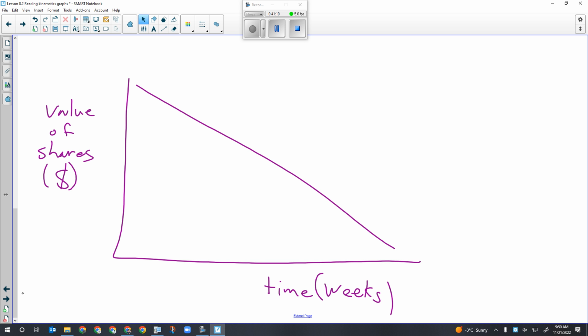The slope of this graph would be in dollars per week. So it's the rate at which the value changes, well, the rate at which I lose money, really. That's the slope of this graph. If the graph is going the other way, it would be the rate at which I make money, X many dollars per week. So the slope is always y over x.